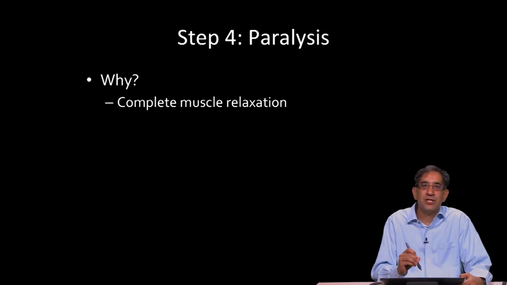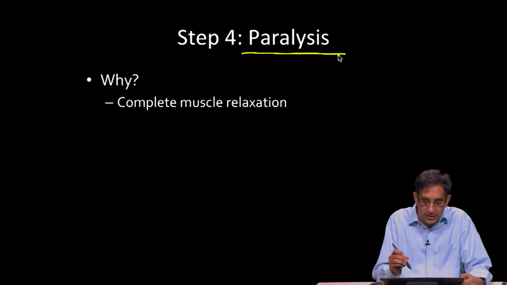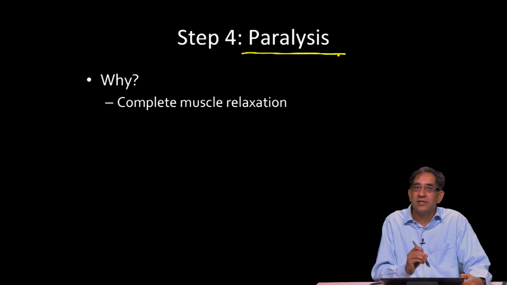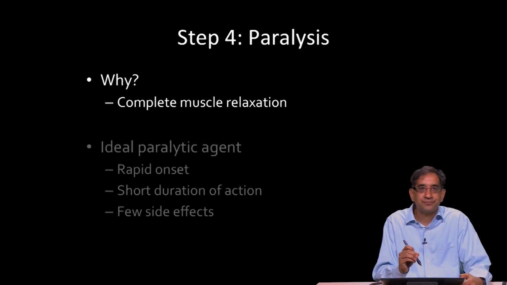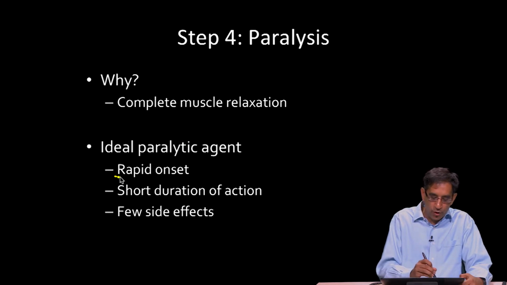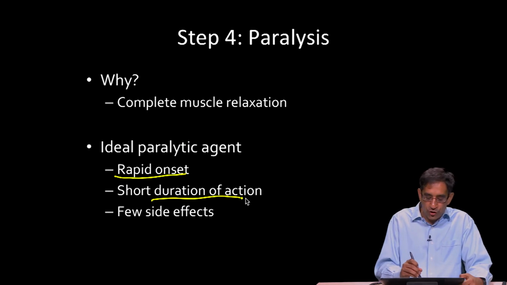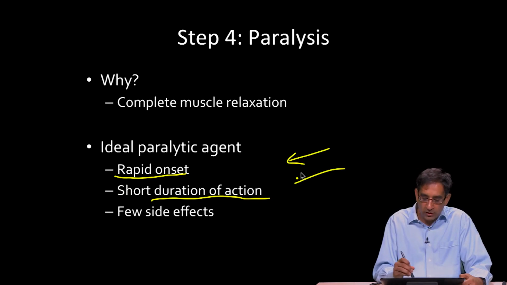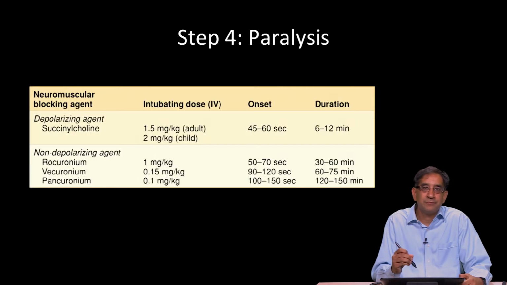After giving the induction agent, or in association with the induction agent, we want to give a paralytic agent. And why do we give a paralytic agent? Because we want to induce complete muscle relaxation to facilitate the act of endotracheal intubation. What does the ideal paralytic agent look like? Again, it's going to work very rapidly. It's going to have a short duration of action and hopefully have very few side effects. Unfortunately, there is no ideal paralytic agent which matches all of these characteristics.